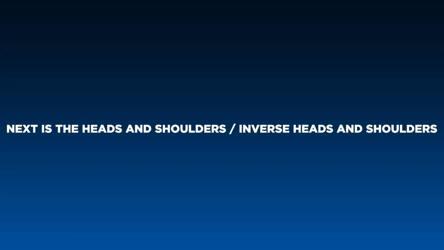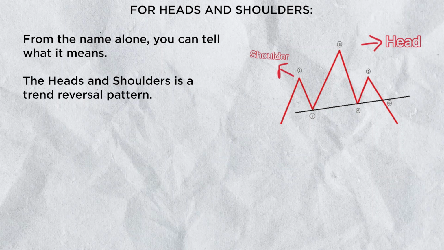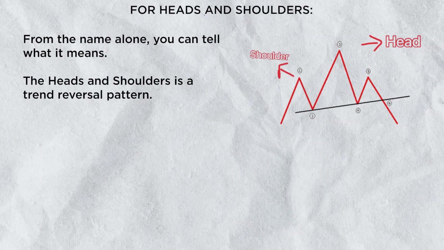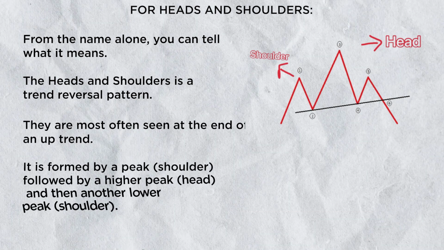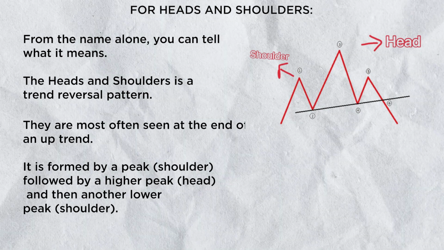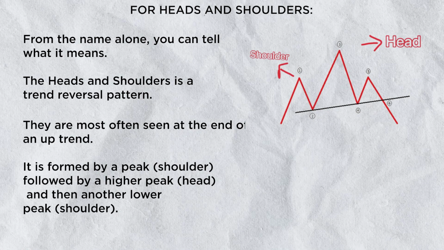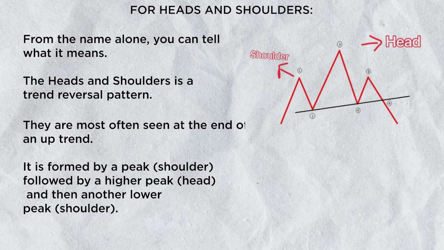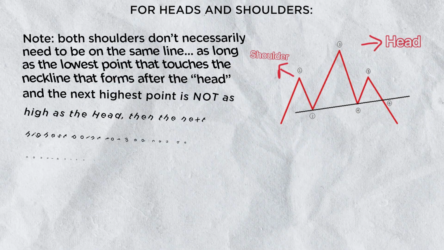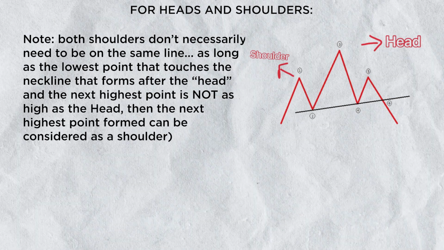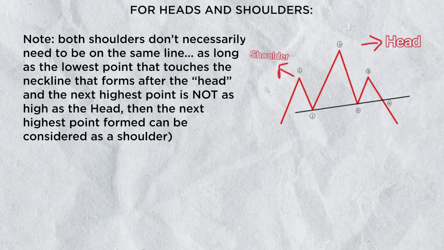Next is the heads and shoulders, and inverse heads and shoulders. For heads and shoulders, from the name alone, you can tell what it means. The heads and shoulders is a trend reversal pattern. They are most often seen at the end of an uptrend. It is formed by a peak, shoulder, followed by a higher peak, head, and then another lower peak, shoulder. Note: both shoulders don't necessarily need to be on the same line.